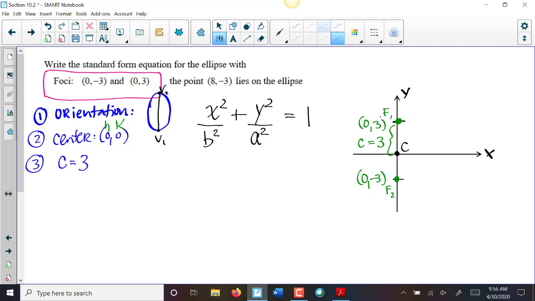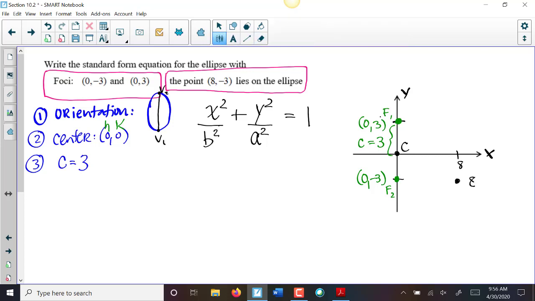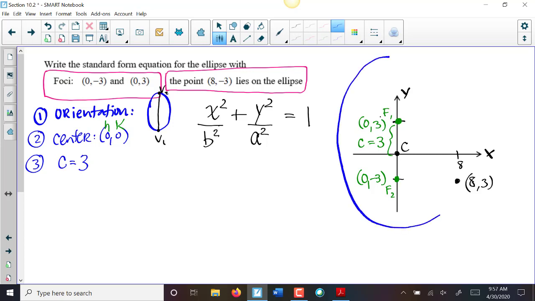Now here comes the other piece of information. I need something else. I have a point on the ellipse. So let's locate that point, which is at (8, -3). So I've got this point here that is actually on the curve, or on the ellipse itself. Another thing I could say, this is not drawn to scale, but if you want a visual, my ellipse is something like this. Definitely not drawn to scale. Do not think that.